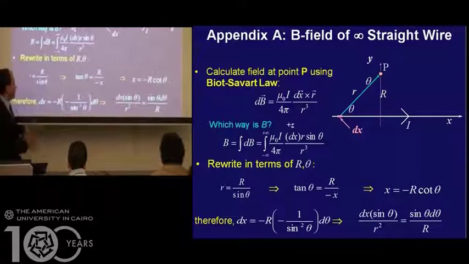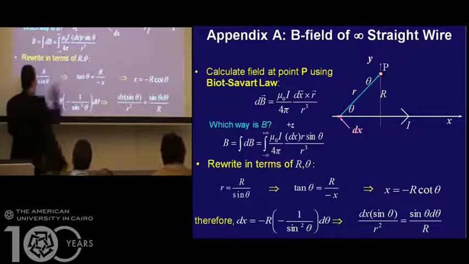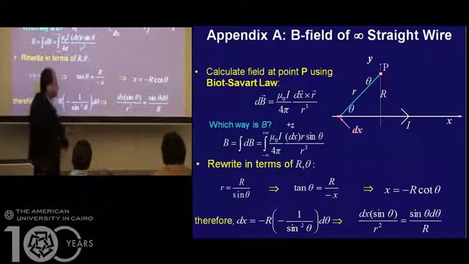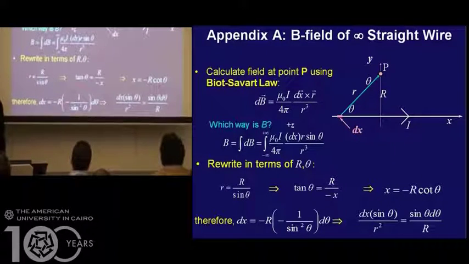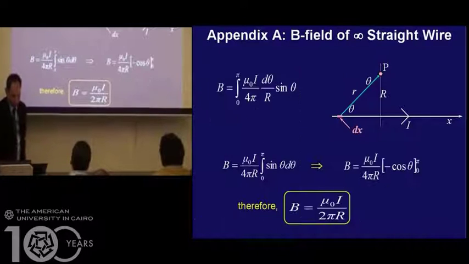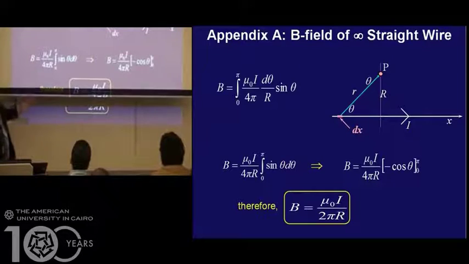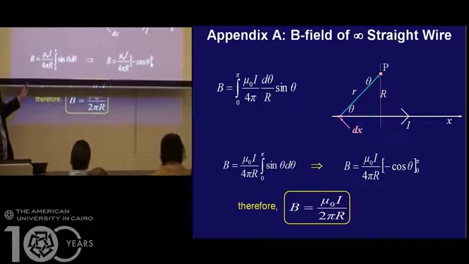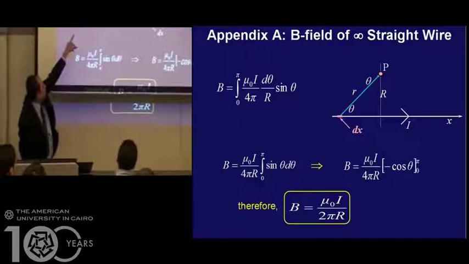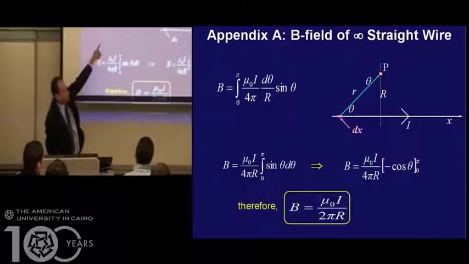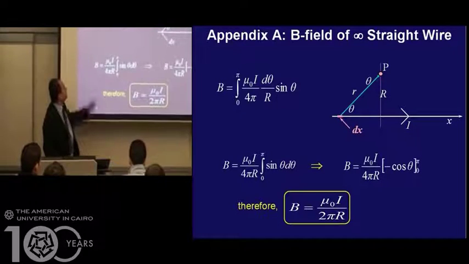Now put all of those in that equation again. Put the value of r in here, put the value of dx in here. That's what you get. Mu 0 I over 4 pi times d theta over r sine theta. Right? Look at that integration. The integration now is from 0 to pi.